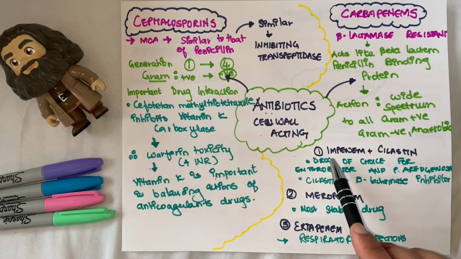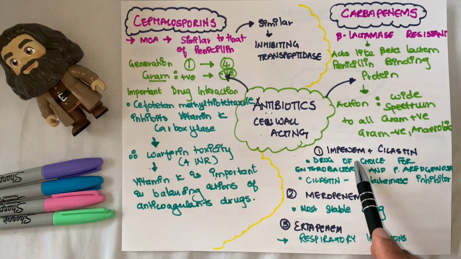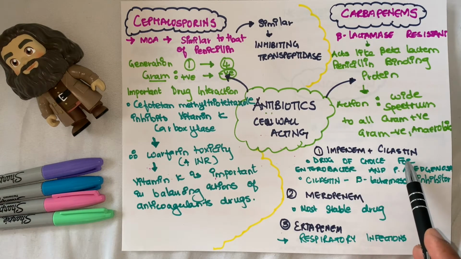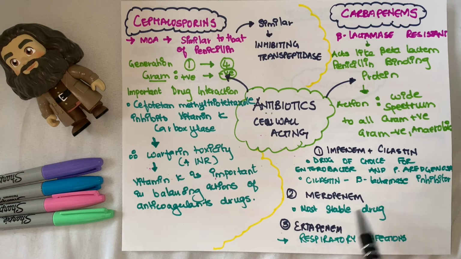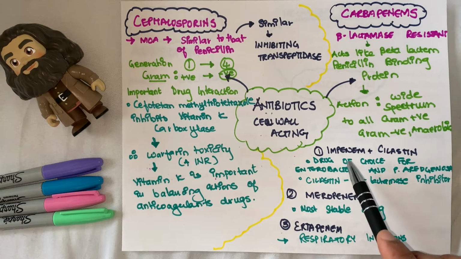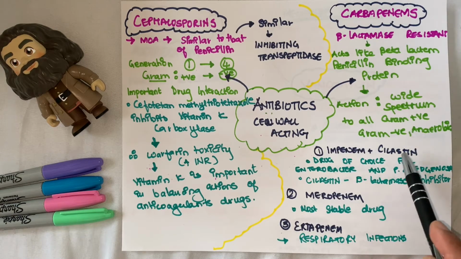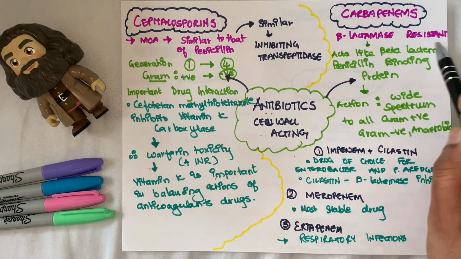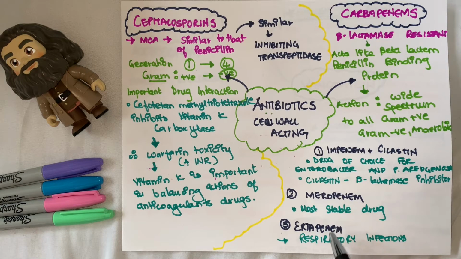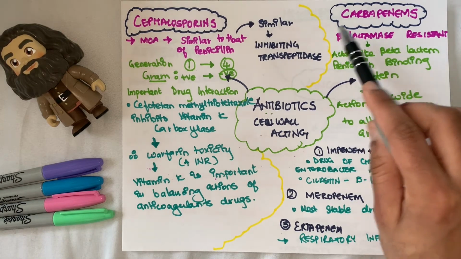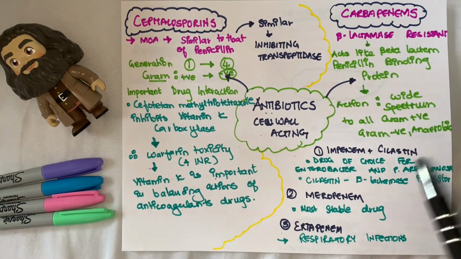What are the subgroups? We have imipenem plus cilastatin. We have meropenem and ertapenem. So imipenem and cilastatin is a combination that makes beta-lactamase resistance. Otherwise, meropenem and ertapenem are inherently beta-lactamase resistant.